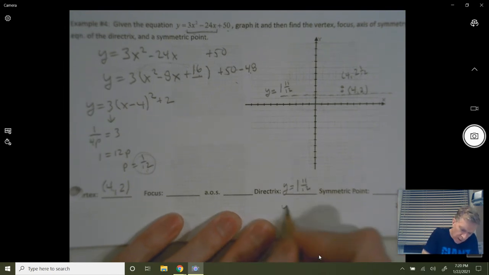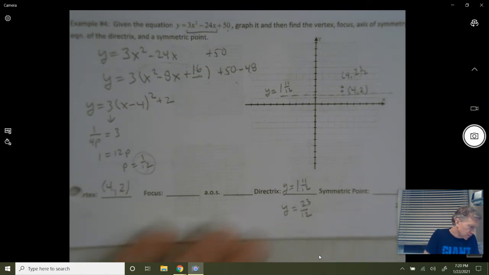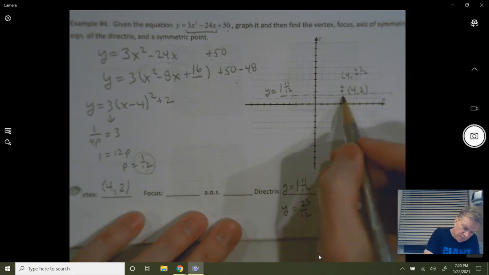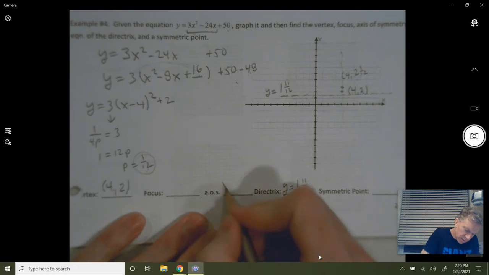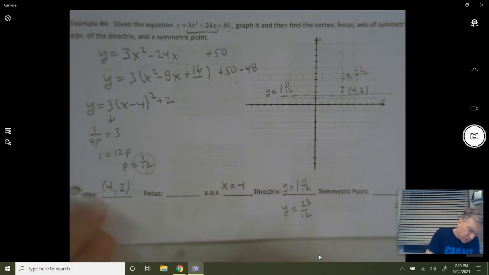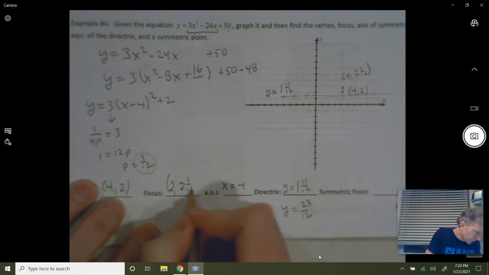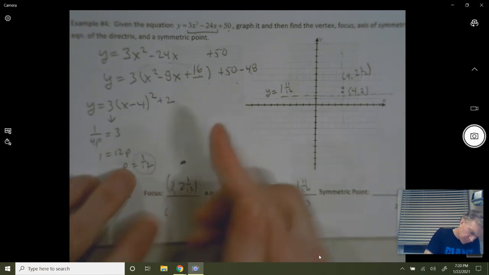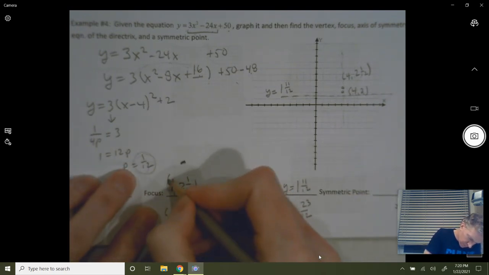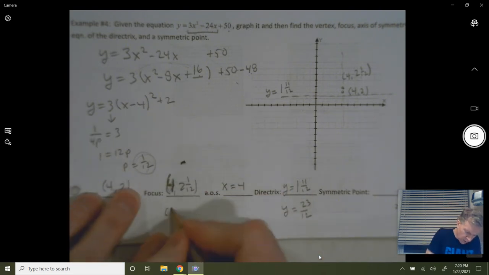Okay, you could call that y equals 23/12. Okay, the axis of symmetry goes through it, up and down. It goes through the x-coordinate of your vertex, so x equals 4. The focus, we said, was 4, comma 2 and 1/12, or 4, comma 25/12.